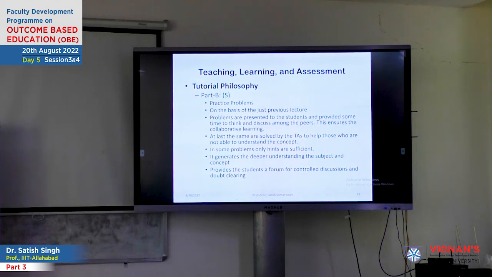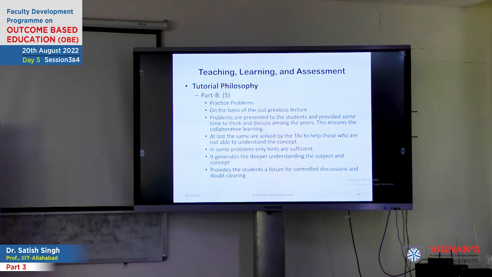And the tasks seen are solved by TAs to help those who are not able to understand the concept. Initially, some time will be given. It is expected that they will solve. If not by themselves, they can interact with the peers and then they can solve. Even peers will let them know how to solve it. In some programs, only hints are sufficient. Okay, peers just give the hints, no full solution.